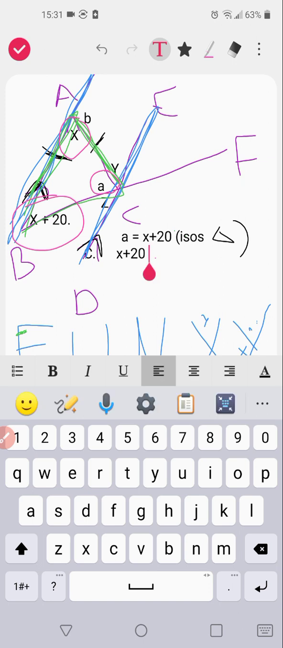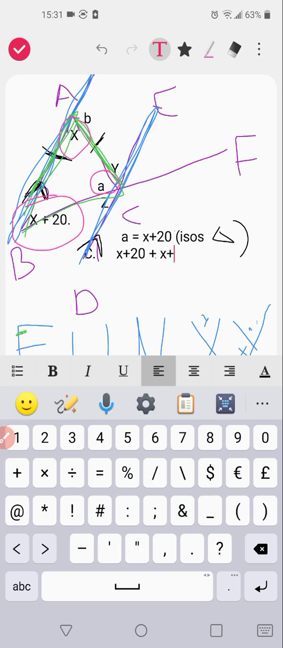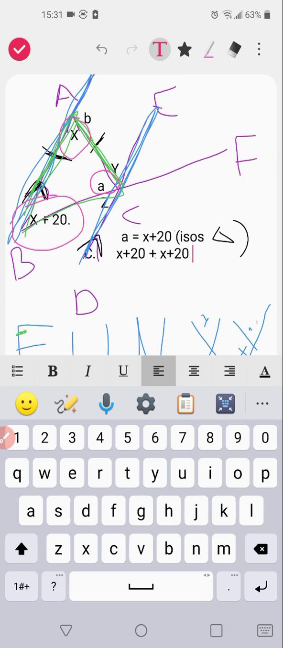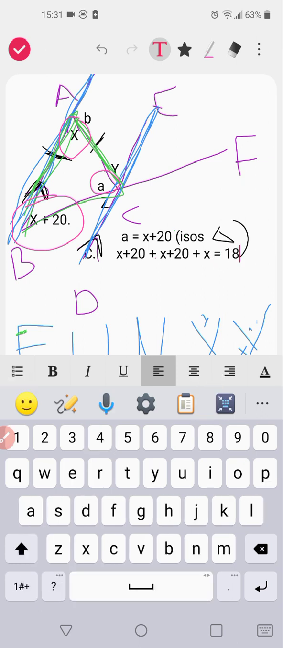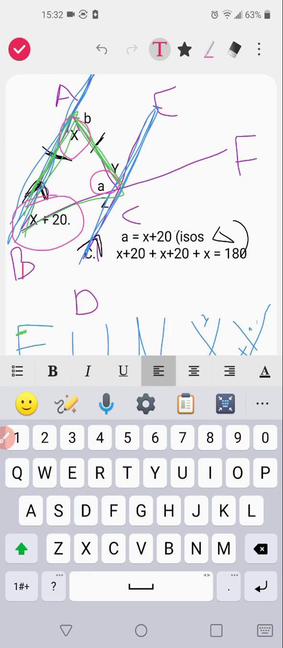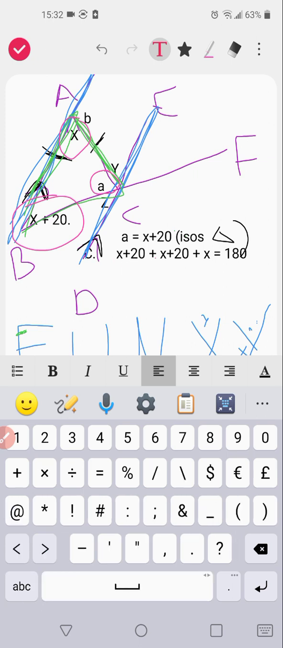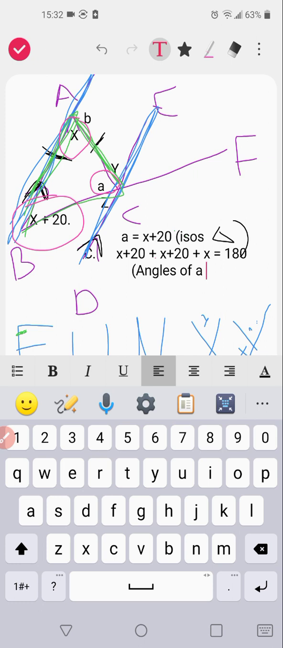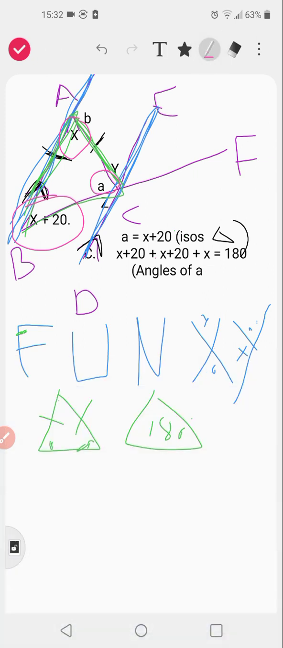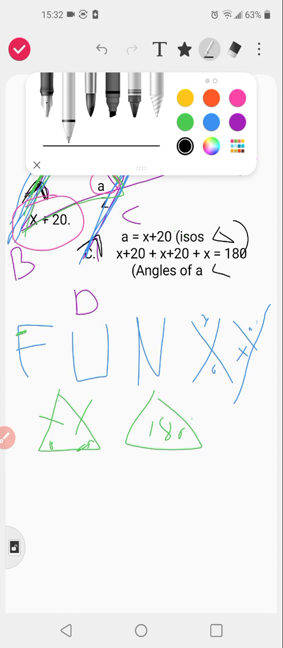Okay, so it's x plus 20, and then our other angle is also x plus 20 because it's isosceles. And then our third one is x. And all of these ones together is equal to 180 degrees. Okay, I don't have space to write my reason, so I'm just going to go down, but you can write your reasons right next to it. So the reason here is angles of a triangle. So you can just draw the triangle again. Angles of a triangle.